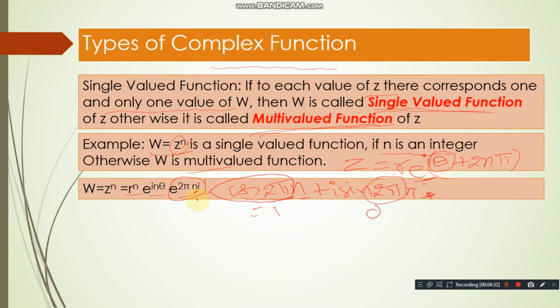Now from this e power 2 pi n i value becomes 1 for n is an integer. If n is not an integer, this value is not equal to 1. So this value is not equal to 1 means for one input value, from this you will get one value, and from this you will get one more value. So more than one value you will get. So that's why those type of functions we can call it as multi-valued functions.